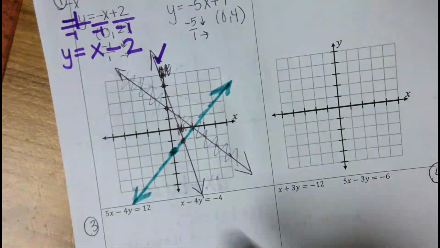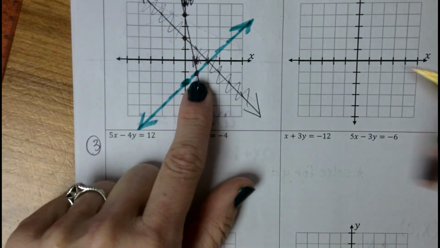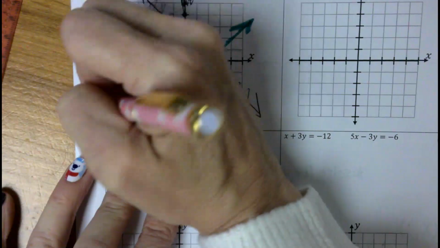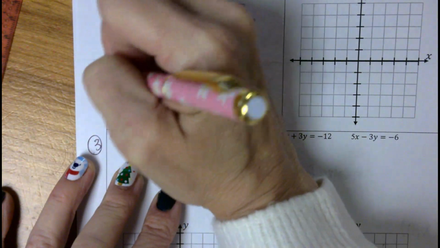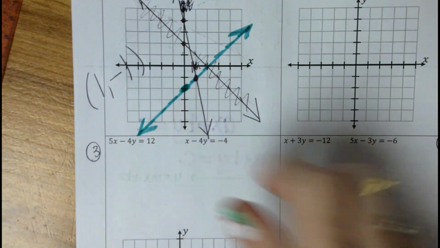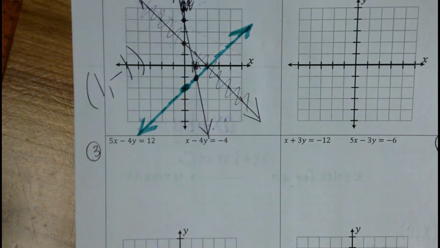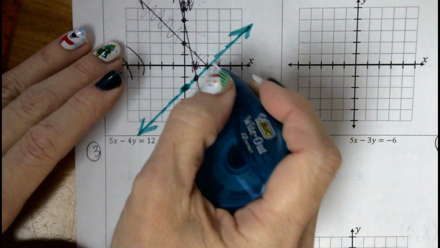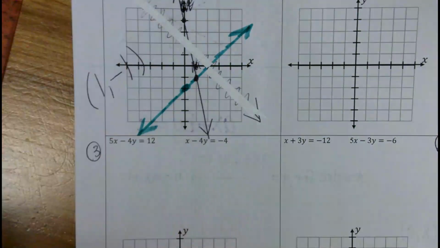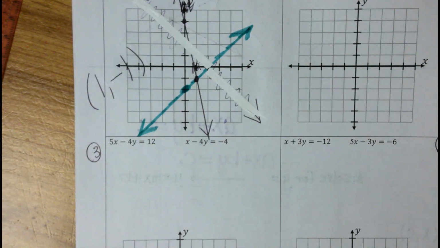Okay, so now, see right here where they intersect? Right here, this dot. That dot right there is a 1, -1. So that is my solution. This one right here. Okay, I'll do better at, there we go. Now it won't be confusing. All right, that's number 1.